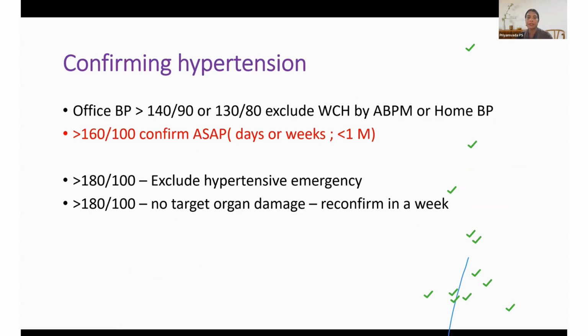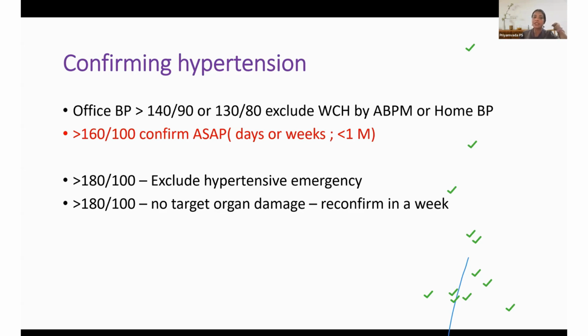Now, coming back to confirming hypertension, a random office measurement of more than 140/90, or 130/80 if we are following the ACC/AHA guidelines, is not sufficient to make a diagnosis of hypertension. We have to exclude white coat hypertension by ambulatory blood pressure measurement or home-based BP measurements. We had discussed in detail the home-based BP measurements in the previous section. Now let's say another scenario, if the patient comes with a blood pressure of more than 160/100 but less than 180, we have to confirm as early as possible, maybe within days or weeks, within 1 month.